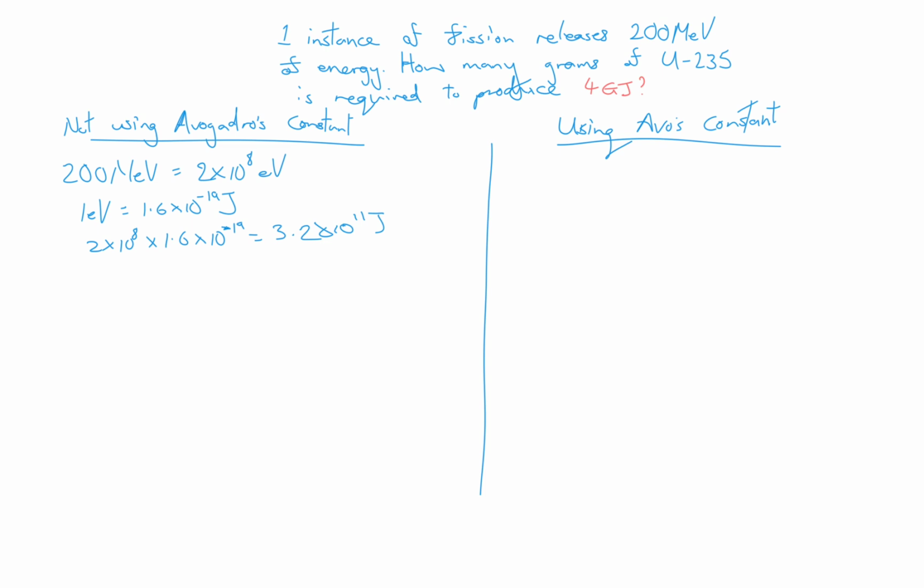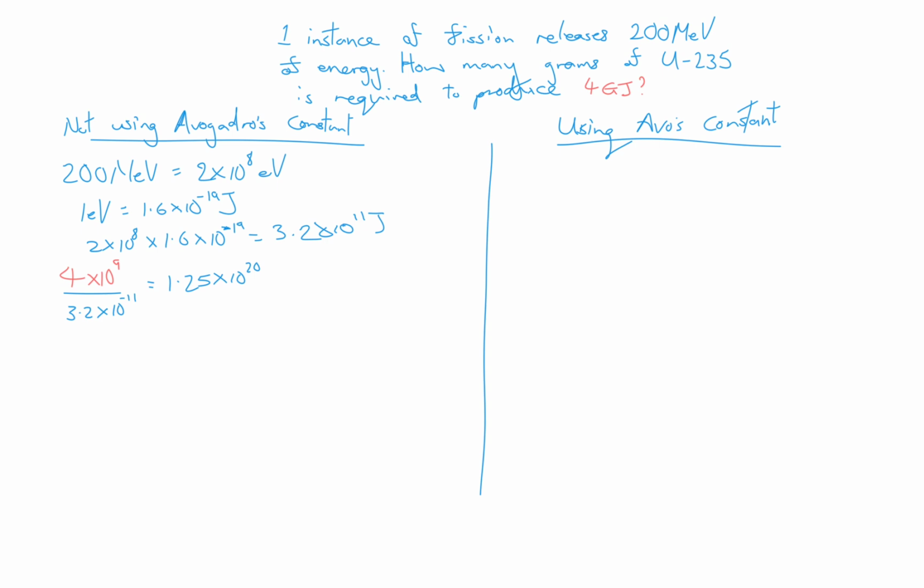Now then, we know how many joules of energy we want, and that's going to be 4 gigajoules. So giga is times 10 to the 9. So we've got 4 times 10 to the 9 joules that we want, and every single individual interaction, every time uranium undergoes fission, we get 3.2 times 10 to the minus 11 joules. If we complete this calculation here, then we know exactly how many times we need to undergo nuclear fission. So that's going to be 1.25 times 10 to the 20 occasions.